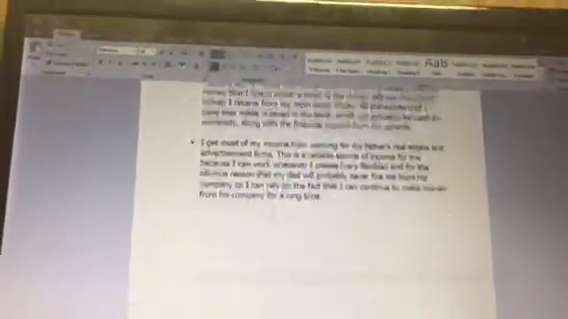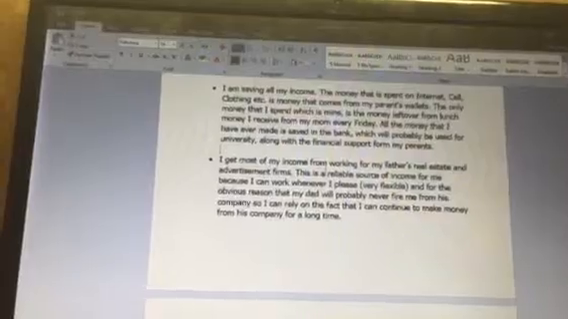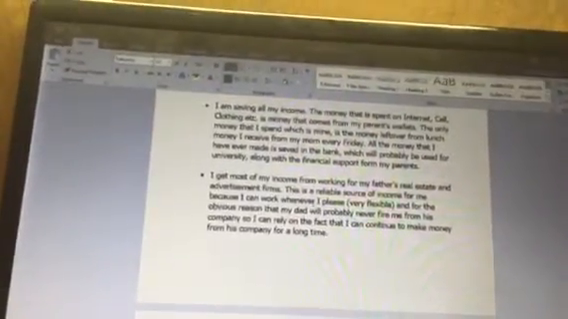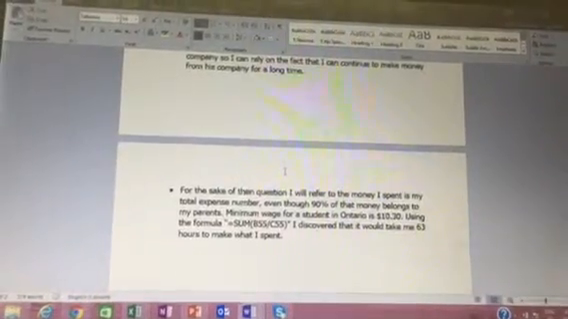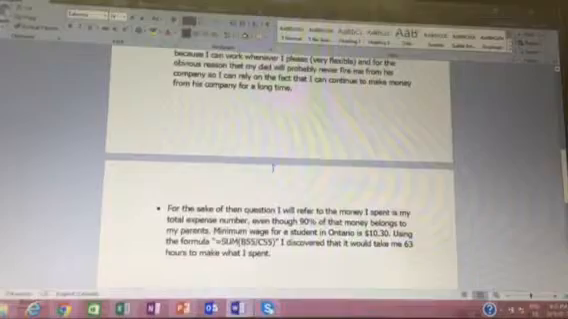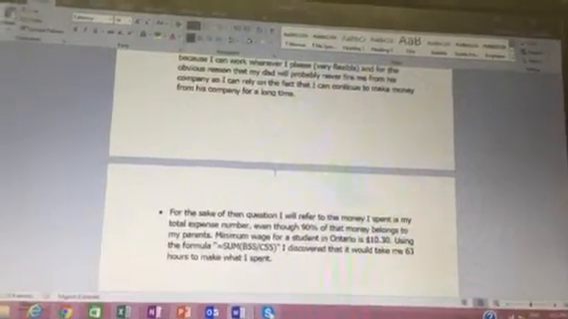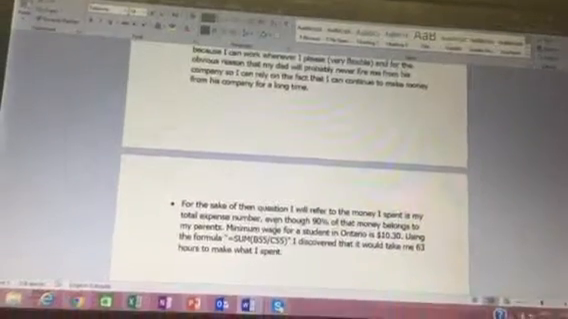I am saving all my income. I don't spend a single penny. The only money I spend is left over from lunch. I get most of my income from working for my dad's real estate and advertising firm. So that is very reliable because of the fact that he's my dad and he won't fire me, and I have very flexible hours. I can go in whenever I want.